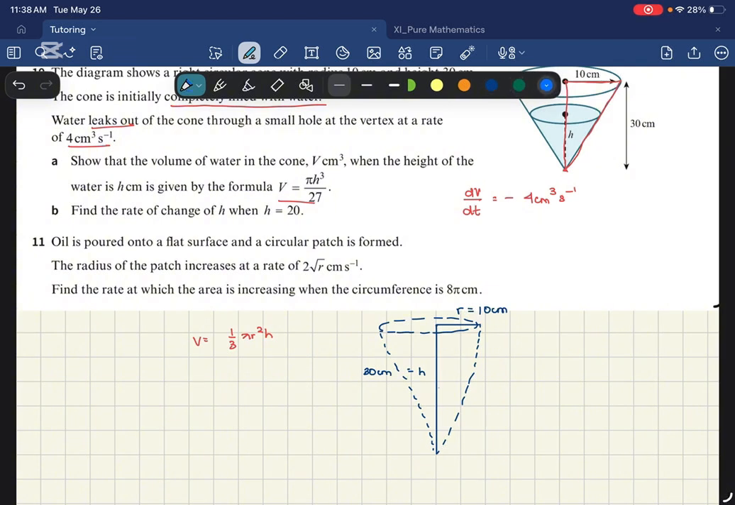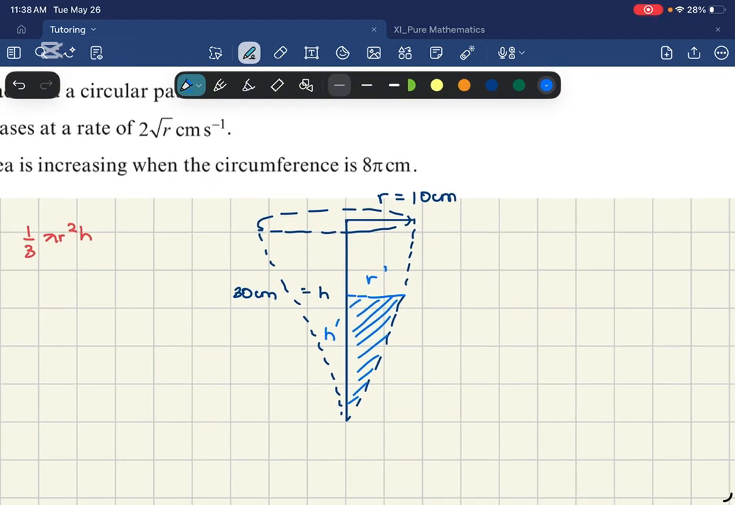Now water is leaking out, right? So let's say this is the water level. The blue is my water level. So we have our new height and our new radius. Both the radius and our new height are going to be different from the big cone, because the water level has decreased, it's going to form a smaller cone. But these two triangles are similar. And that is the idea. So the ratio of the similar sides has to be the same, because these are similar triangles.